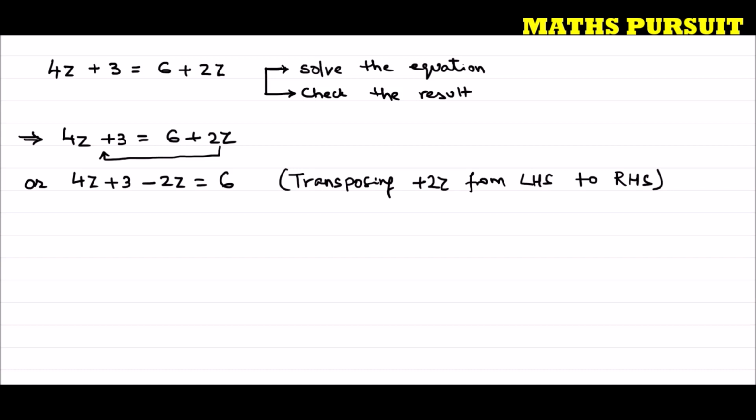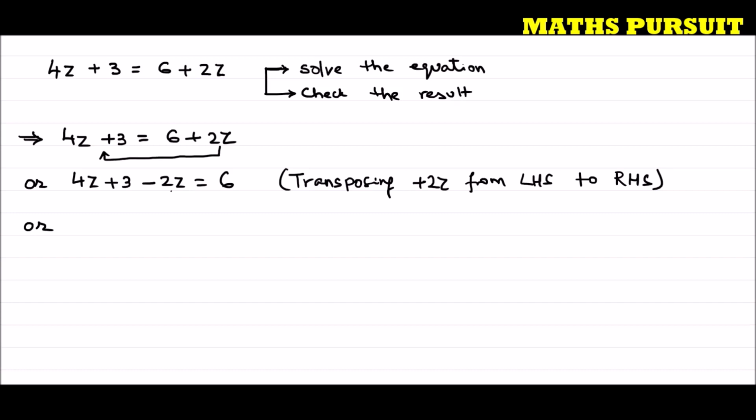And guys, we very well know that if we move a number from one side to the other, its sign changes. If it is negative, it becomes positive. If it is positive, it becomes negative. So for that reason, the positive 2z became minus 2z. And what we got? We got 4z plus 3 minus 2z is equal to 6.